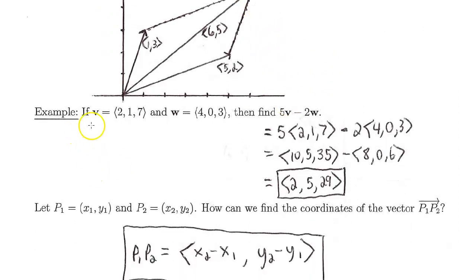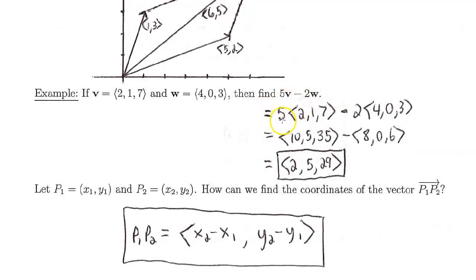And same thing: if v is ⟨2, 1, 7⟩ and w is ⟨4, 0, -3⟩, what's 5v minus 2w? Well, there's 5v minus 2w. Now, what's 5 times ⟨2, 1, 7⟩? Well, it's ⟨10, 5, 35⟩. You just multiply 5 by each component. Same thing here: we can multiply 2 times this vector and get ⟨8, 0, -6⟩. And notice we're subtracting here, so we subtract the components. So this vector minus this vector: 10 minus 8 is 2, 5 minus 0 is 5, and 35 minus (-6) is 41. So just make sure you know how to do that. It's not hard.